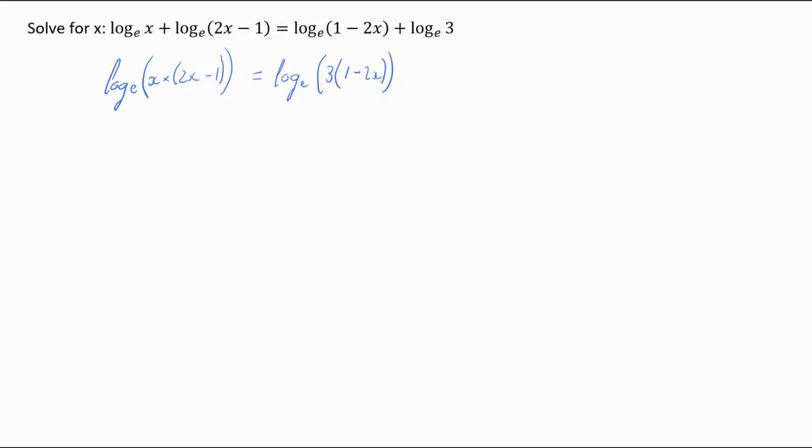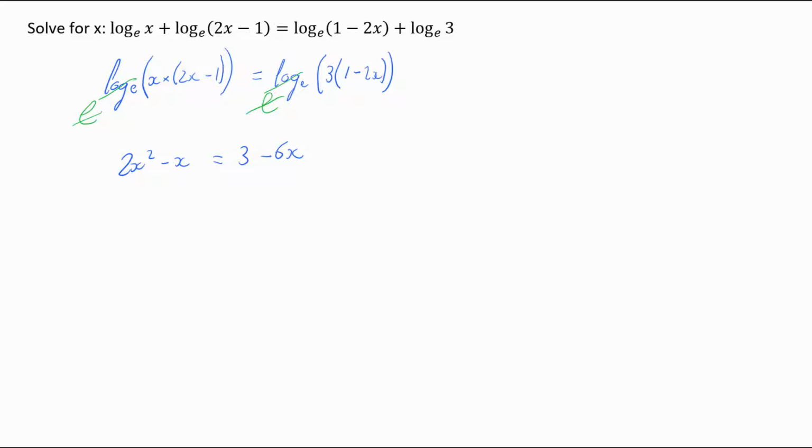Basically, we can now get rid of the logs, and while we're at it, we'll also simplify those pieces on the inside. Now that you've got a single log on either side, technically we apply the exponential function to both sides, which would cancel out the e. So you're going, okay, e of that and e of that, and then the log and the e cancel each other out, leaving just the left-hand side of x times 2x minus 1, which we should simplify. And on the right-hand side, we'll have 3 minus 6x. Now we've got a relatively simple problem to solve, but there is one last trick at the end, and I'll show you that in a second.